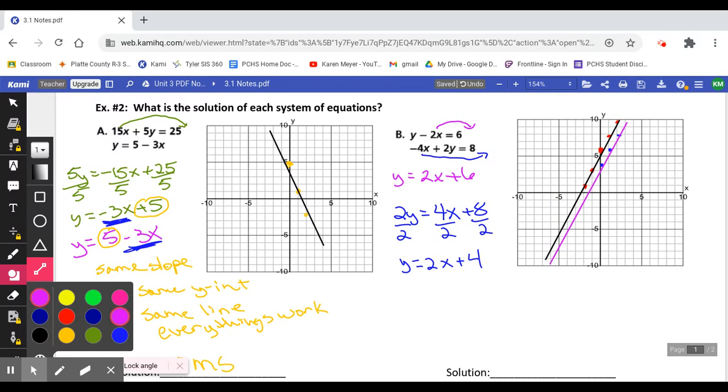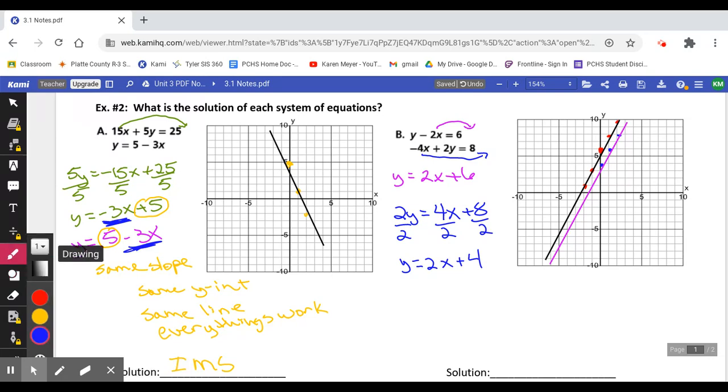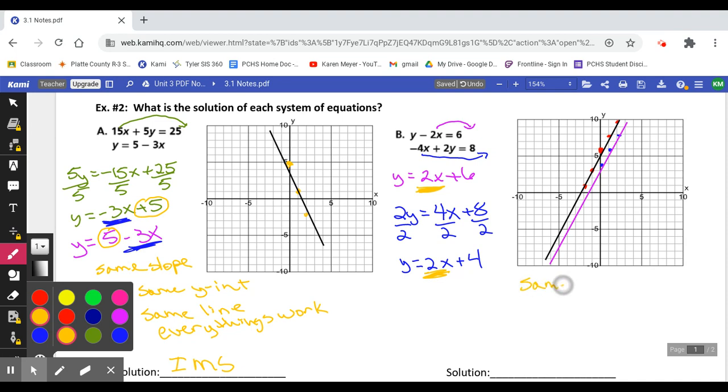When you look at this one, you're going to notice, oh, these two lines don't actually cross each other. They're parallel. You can also get that if you remember from our last unit. The slope of the first one is 2x. The slope of the second one is also 2x. So if you have the same slope and different y-intercepts, that means you're going to have parallel lines. And parallel lines never cross each other, so they have no solution.